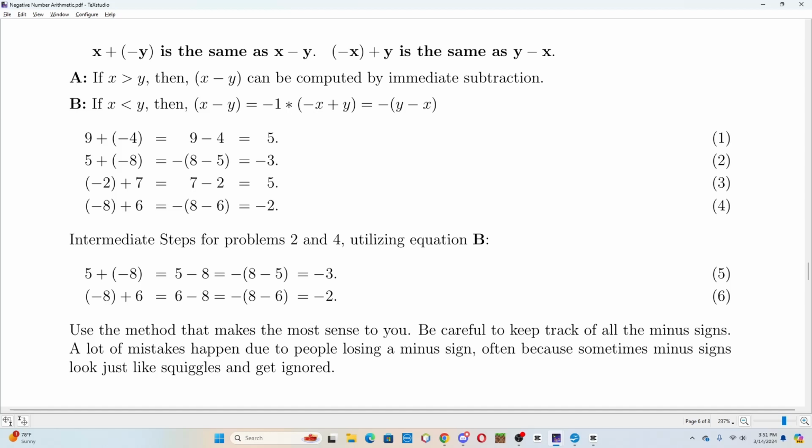Equations 2 and 5 are the shortcut and long versions of 5 plus minus 8. In equation 5, the 5 minus 8 expression has the bigger number 8 being subtracted from the smaller number 5. So equation B is used to reverse this with an additional minus sign showing up to make the equations accurate. Equations 3 and 4 are variations of the first two equations, but they look a little bit different since the negative numbers are listed first. This can make it look confusing. Practice a few of these on your own and figure out which method is easiest for you to understand and use.